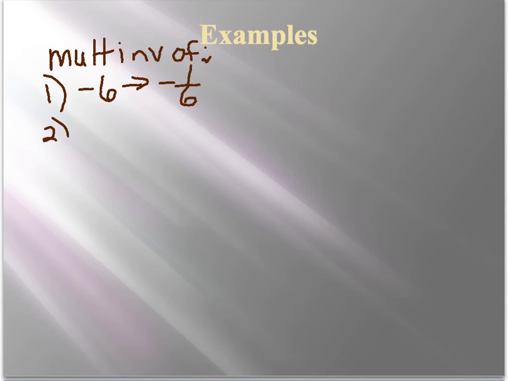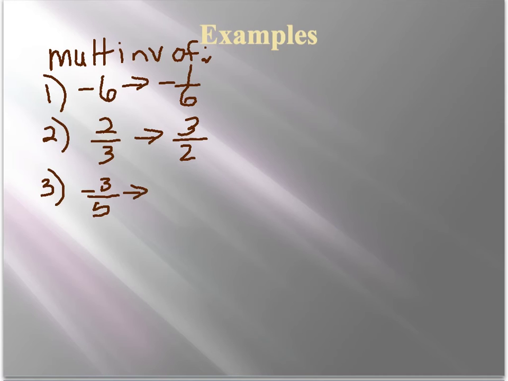What is a multiplicative inverse of 2 over 3? Well, I pretty much just flip it, and it's 3 over 2. What is the multiplicative inverse of negative 3 over 5? Well, it's negative 5 over 3. Okay, now let's do some division problems.